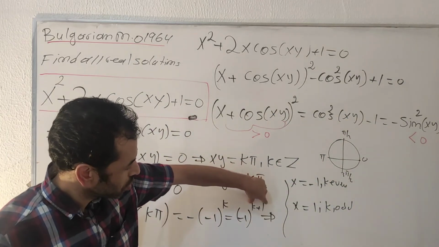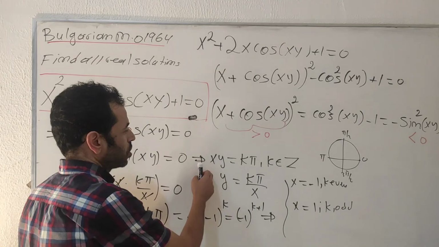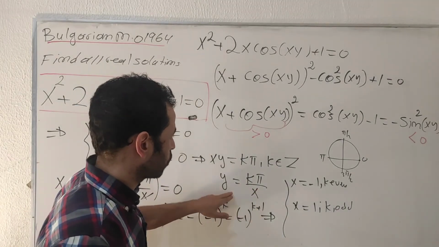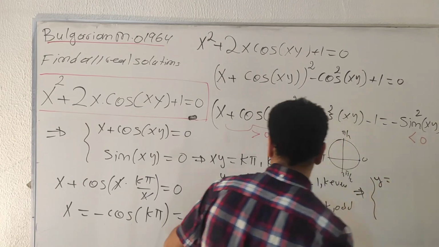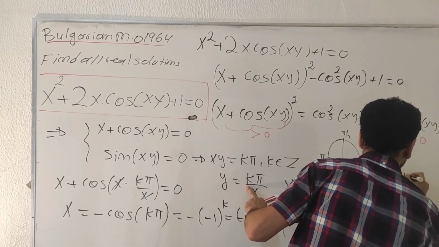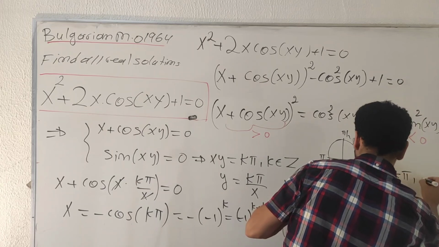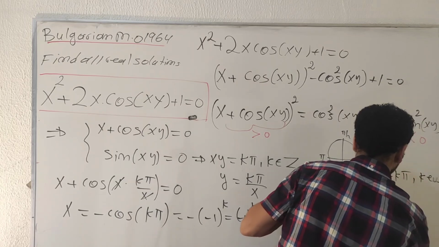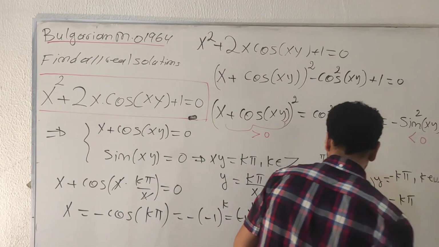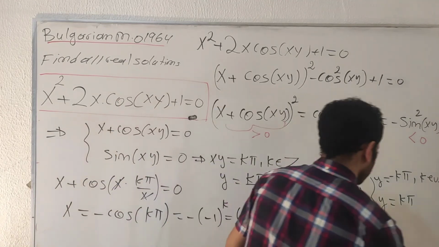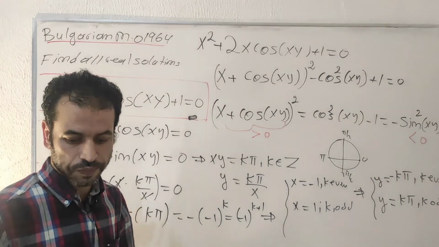Now that we found x, we need to find y, because we have a direct relationship between x and y. I'm simply going to replace x with its value to find y. So y equals k pi, with the denominator replaced by minus 1, so we have minus 1 in front, when k is even. For the second one, we have y equals k pi, with the denominator replaced with 1, so k must be odd. So I found these two solutions for this equation, and I'm done with this problem.